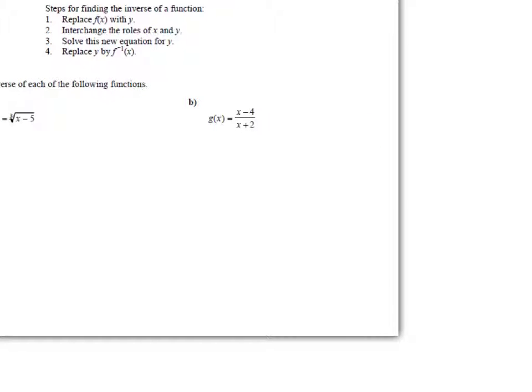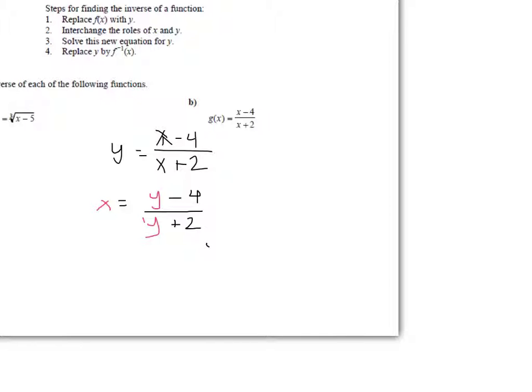Now when you have a fraction, it gets a little trickier. You still want to follow the same rules, but you really want to be careful. Pay attention to this one because you will see it on a test. The first thing I want to do is replace g of x with y. So I get y equals x minus 4 over x plus 2. Now when I switch the x and y's, I get x equals y minus 4 over y plus 2.